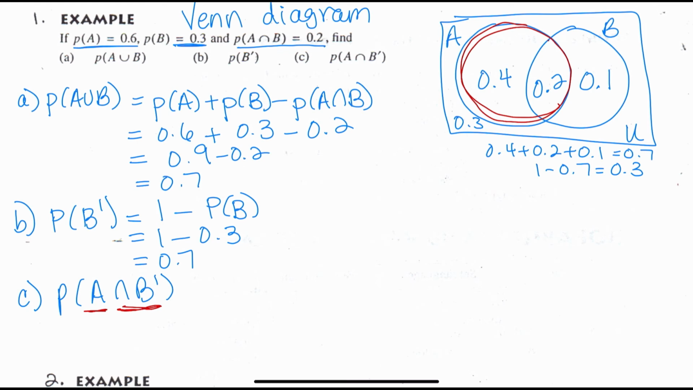So the only thing that's not in B is going to be 0.4. So if I had to shade, I would only shade that little piece right there. So the answer is going to be 0.4. So that's how we work with a Venn diagram problem.